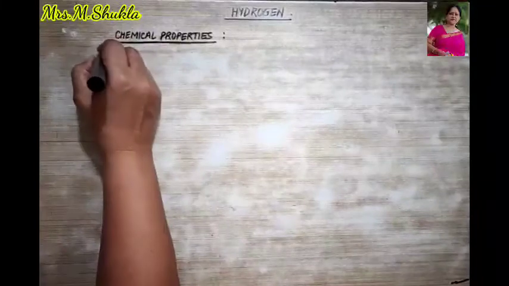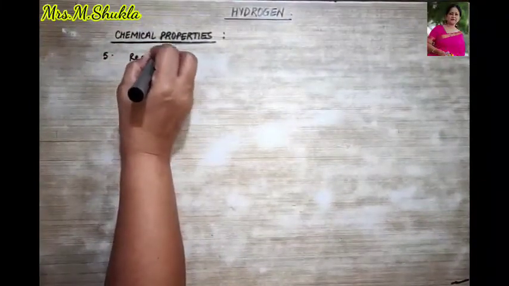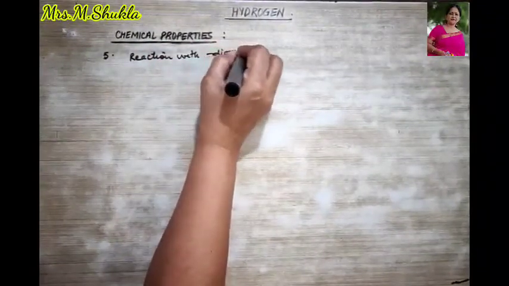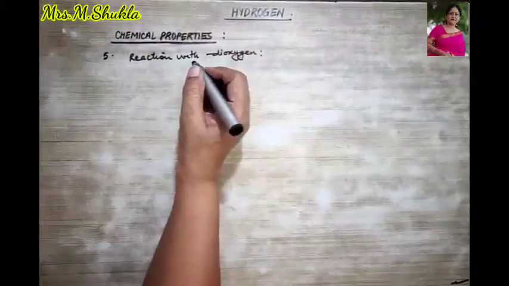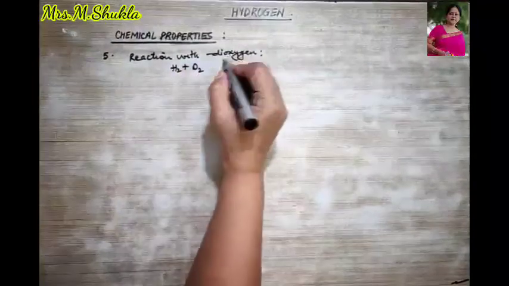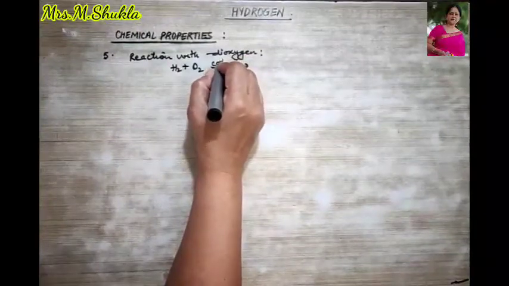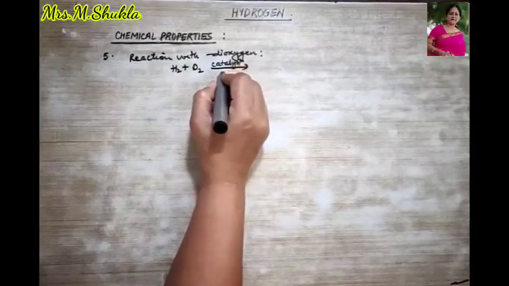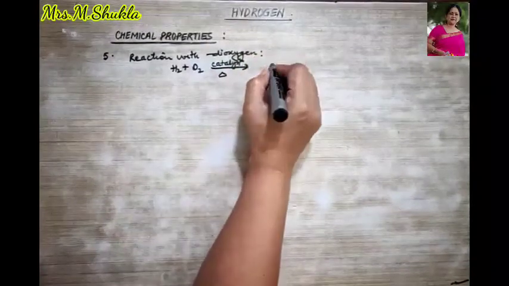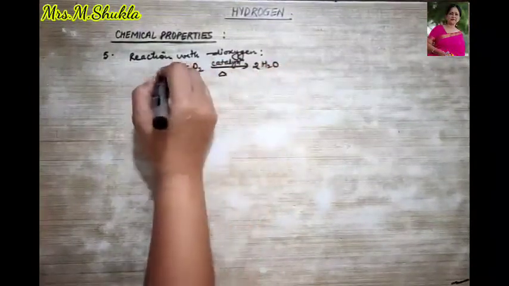Now further, let's do the fifth reaction, the reaction with dioxygen. Dioxygen means O2. Hydrogen combines with oxygen. Under what condition? Either it requires a catalyst or it requires heating in the presence of moisture, and it is going to form water. Let's balance this. This is 2 and 2.